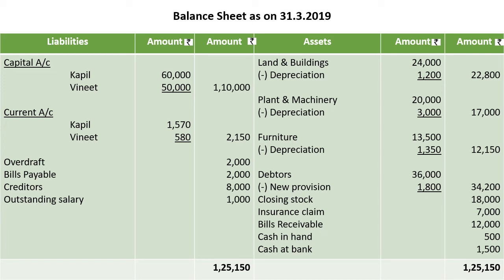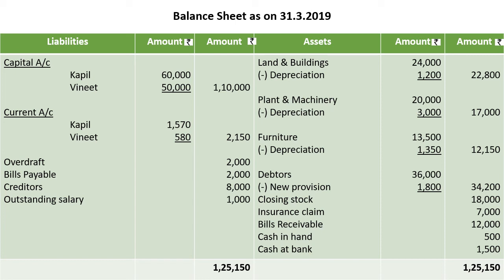Overdraft 2,000, that is bank overdraft. Next, bills payable 2,000, creditors 8,000, then outstanding salary 1,000. Now come to asset side. Land and buildings 24,000 minus depreciation 1,200, so total 22,800. Next, plant and machinery 20,000 minus depreciation 3,000, total 17,000. Furniture 13,500 minus depreciation 1,350, so total 12,150. Next, debtors 36,000 minus provision we have created, that amount we have to deduct 1,800, so total 34,200.